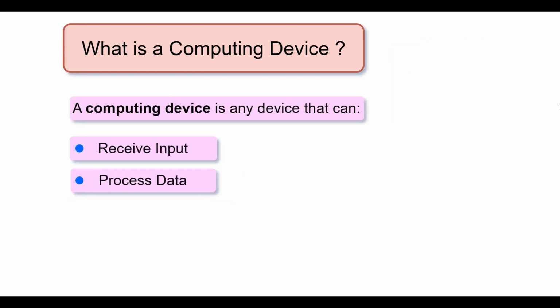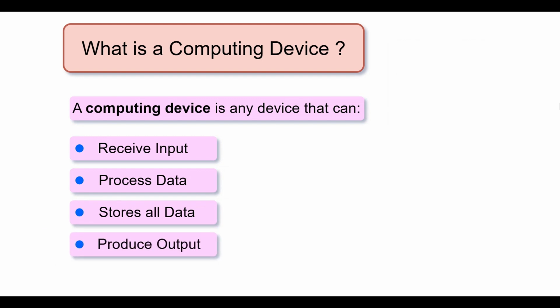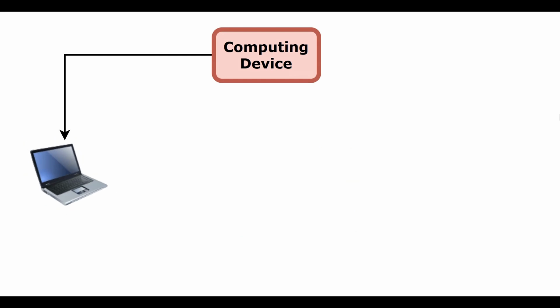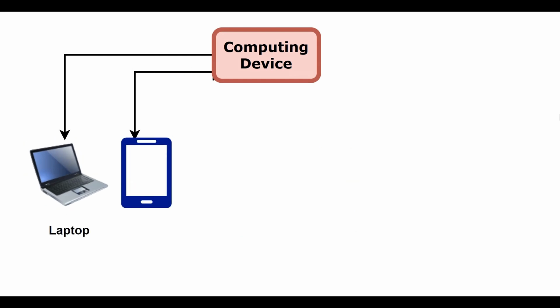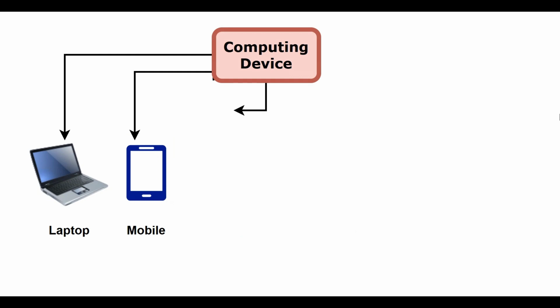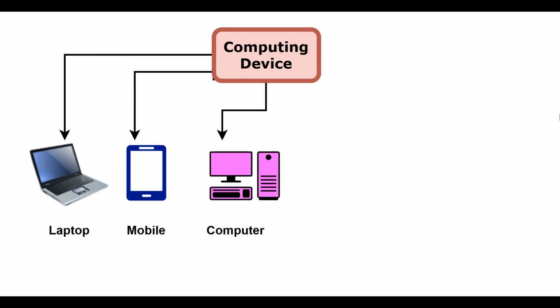What is a computing device? A computing device is any device that can receive input, process data, store data, and produce output. Whether it's a laptop, a mobile phone, a server, or a cloud virtual machine, they all perform this basic task. That's why they are all called computing devices.